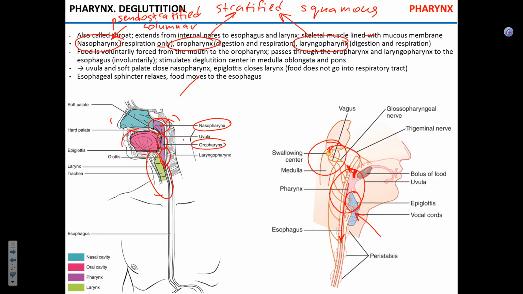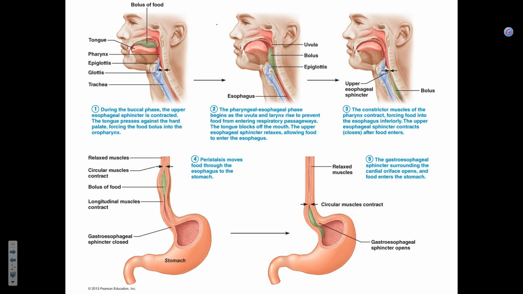Does that make sense? So then, as the food gets pushed through the oropharynx and laryngopharynx by the contraction of the skeletal muscles controlled by the swallowing center, the upper esophageal sphincter relaxes, allowing food to enter into the esophagus. Now, this is a dedicated picture showing the entire swallowing process from your mouth all the way down into the stomach.